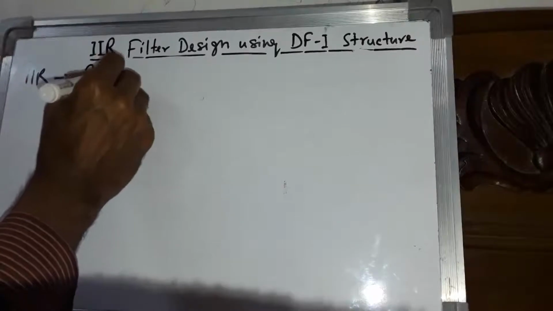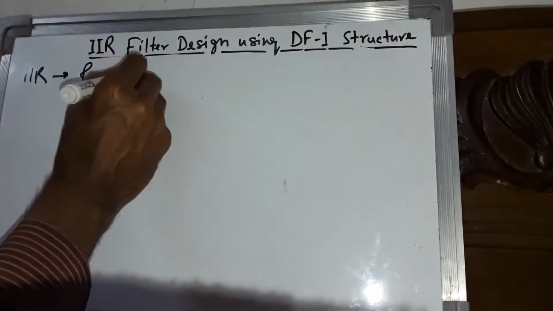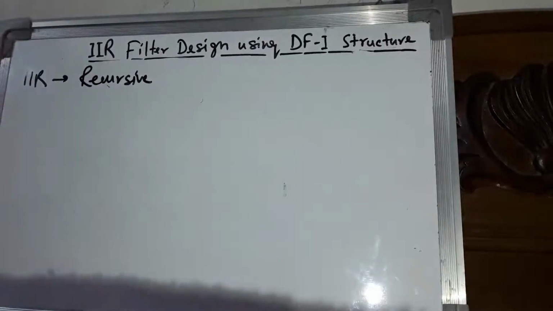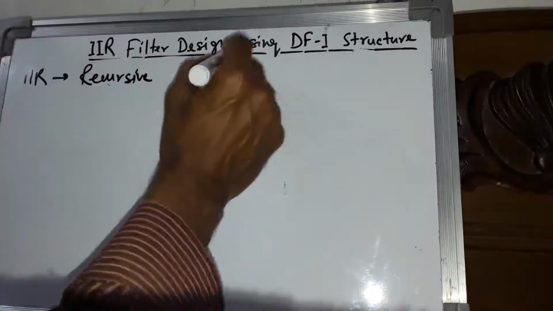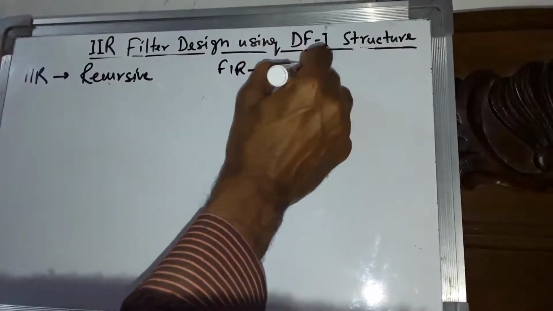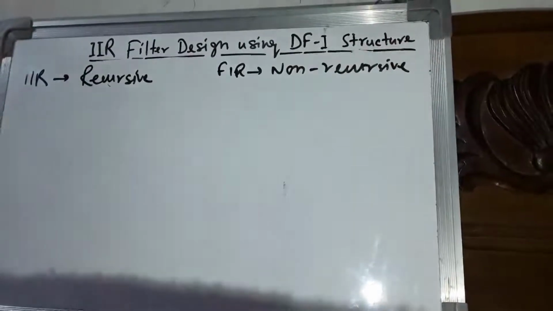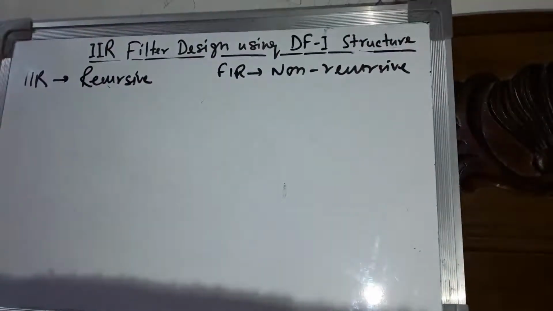So what is a recursive system? It is when the current output depends upon the current input as well as the past input and past output, then it is called a recursive system. But in case of an FIR filter, it is a non-recursive system. Non-recursive system means the present output depends only upon the present input and past input.